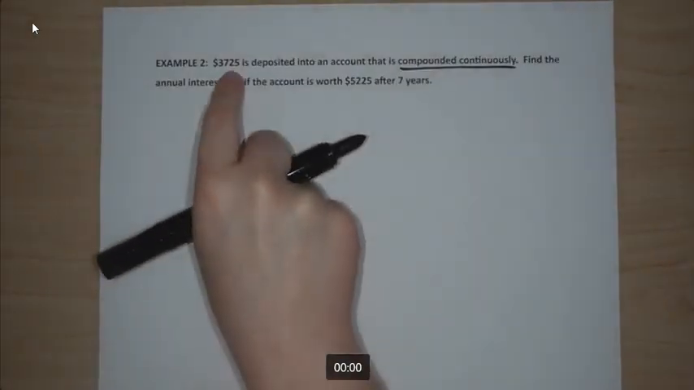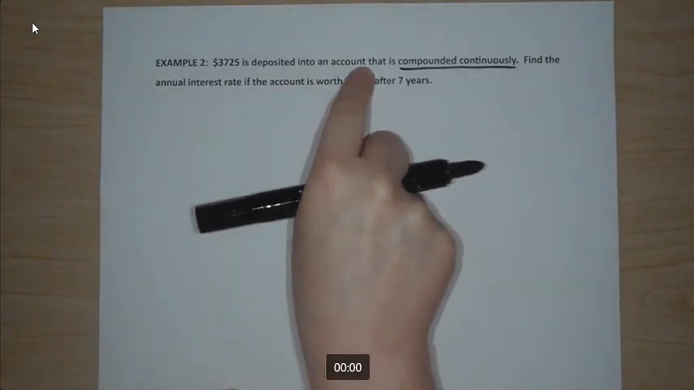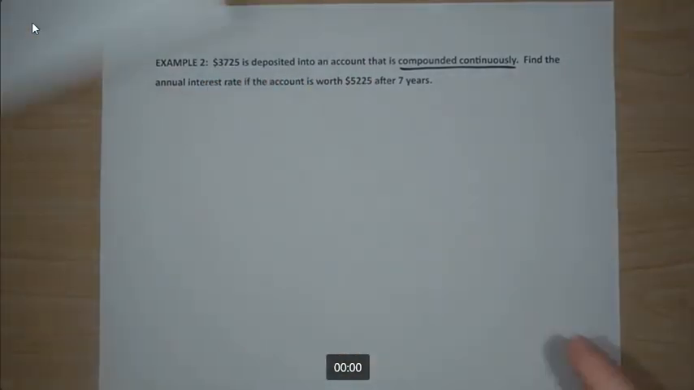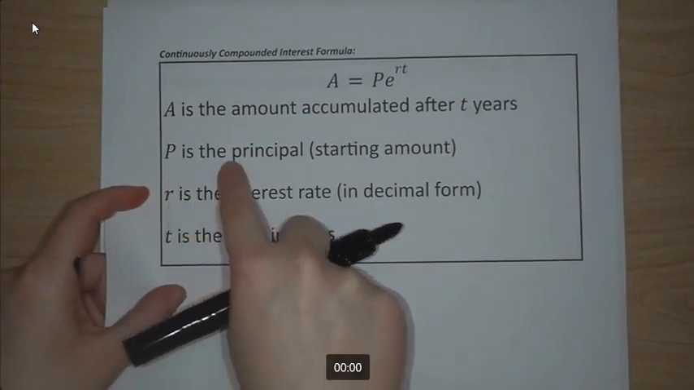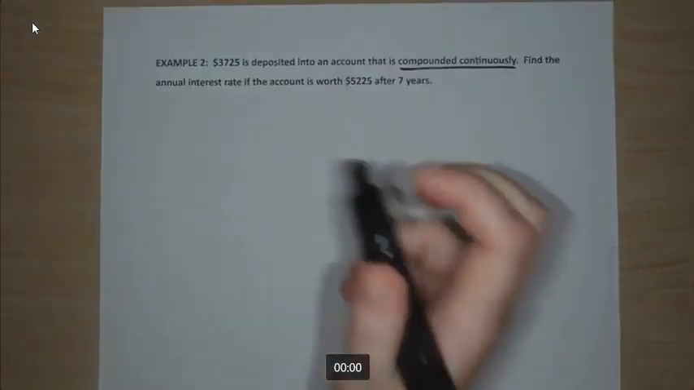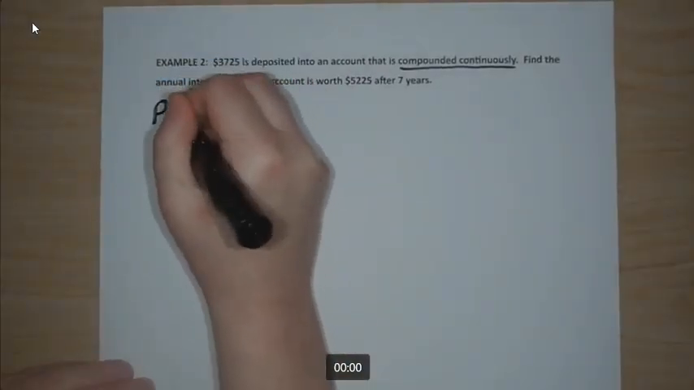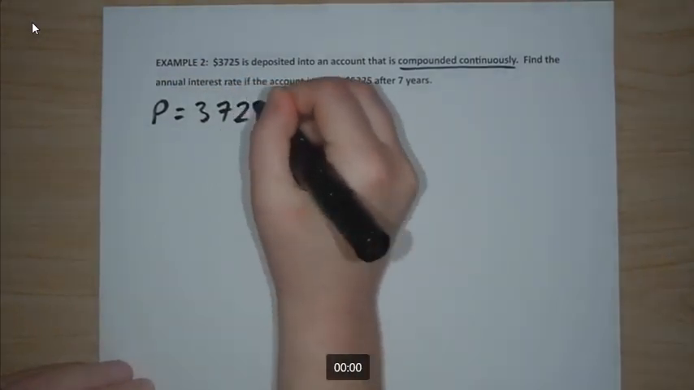So we have $3,725 is deposited into an account. So if we look back at our formula, that is going to be our principal or our starting amount. So we have P is equal to 3,725.